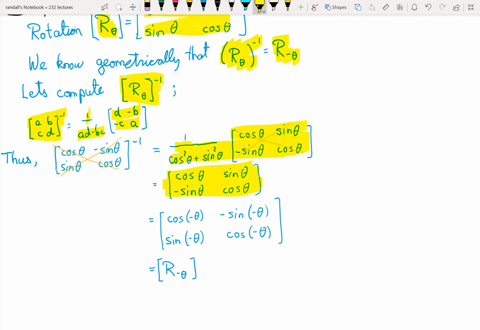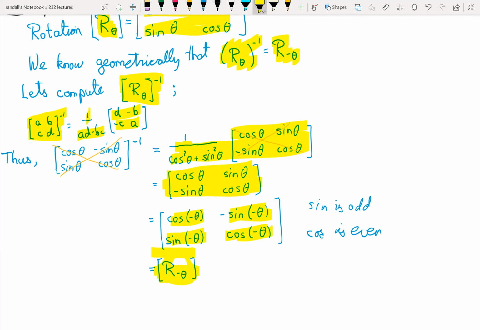Now I'm going to plug in a minus theta there and keep the same formula. Because cos is even, cos theta is equal to cos minus theta. Cos is even. And sine is odd. So cos theta and cos minus theta are the same. And then sine minus theta is going to be minus sine theta. So minus sine theta, I write as sine minus theta, and sine theta, I write as minus sine theta. Now, that's actually the standard matrix of R minus theta.